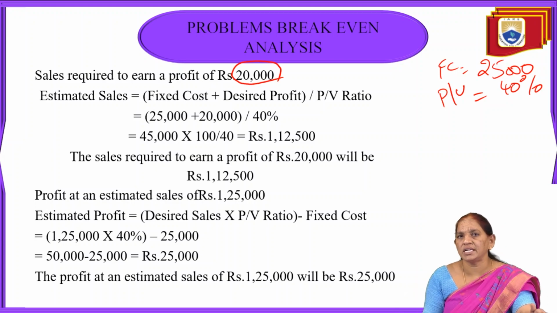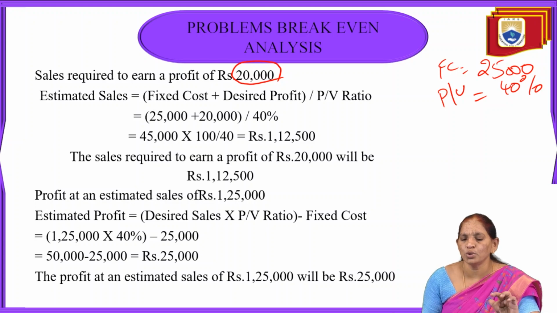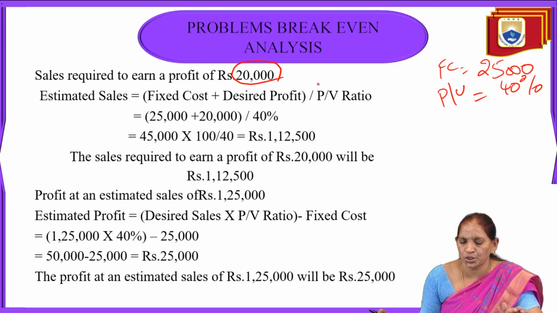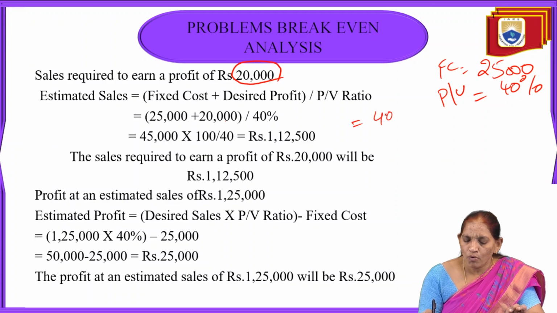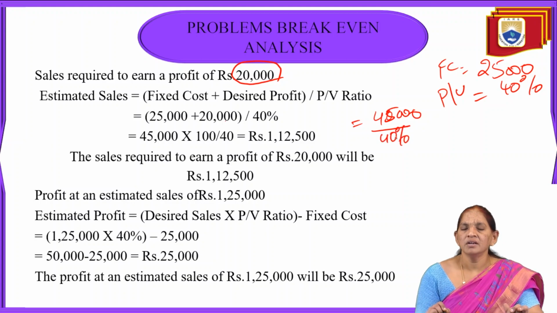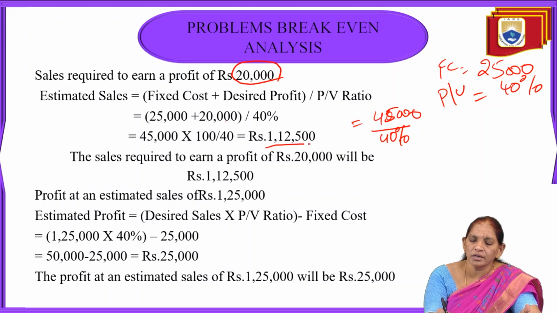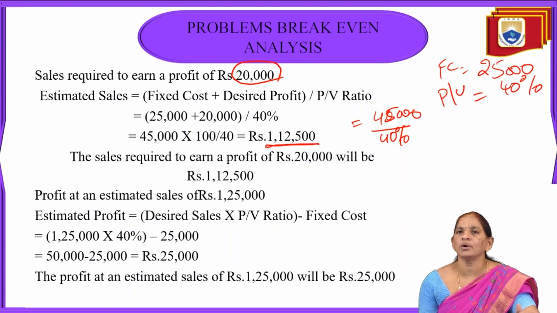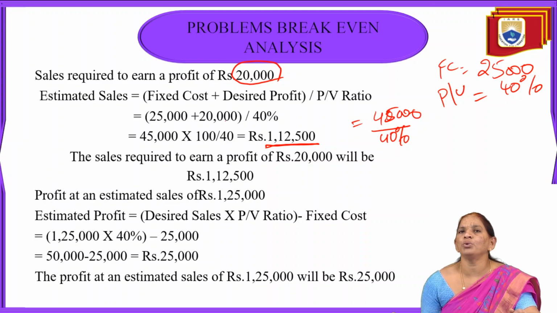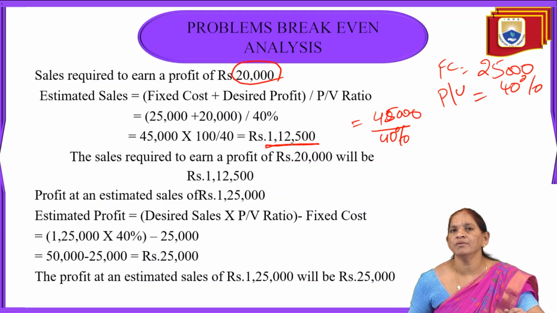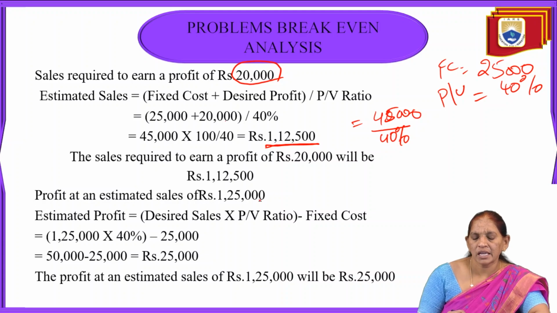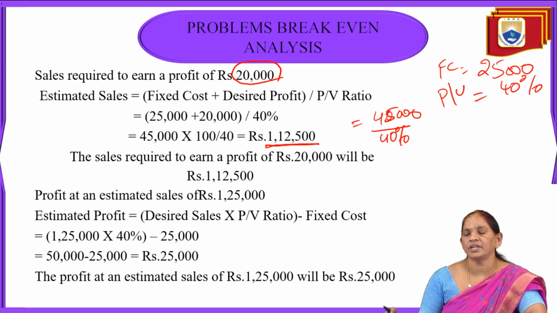For estimation of the sales to get a profit of 20,000, it is fixed cost plus desired profit divided by PV ratio. That is 25,000 as the fixed cost and 20,000, that is 45,000 divided by 40%, which means 100 by 40, we are able to get the desired sales as 1,12,500. So if we want to get an additional profit of 20,000, the organization has to sell goods of volume 1,12,500. This we call the required sales to earn a profit of 20,000.